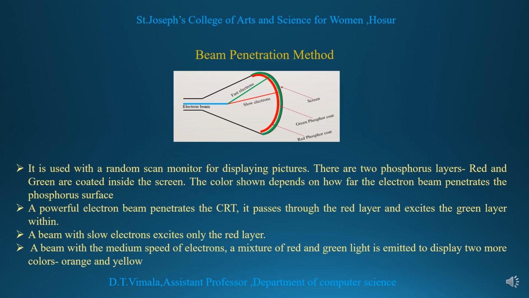In the beam penetration method, you can see in the diagram, that is the electron beam. It is a heated element that is focusing on the layers, that is the red and green. When the electron beam penetrates very fast, it passes through the red layer and then it touches the green layer. When it is slow, it touches only the red layer. When it is at medium speed, it gets the combination of both red and green light emitted to display two or more colors that we see in the images.